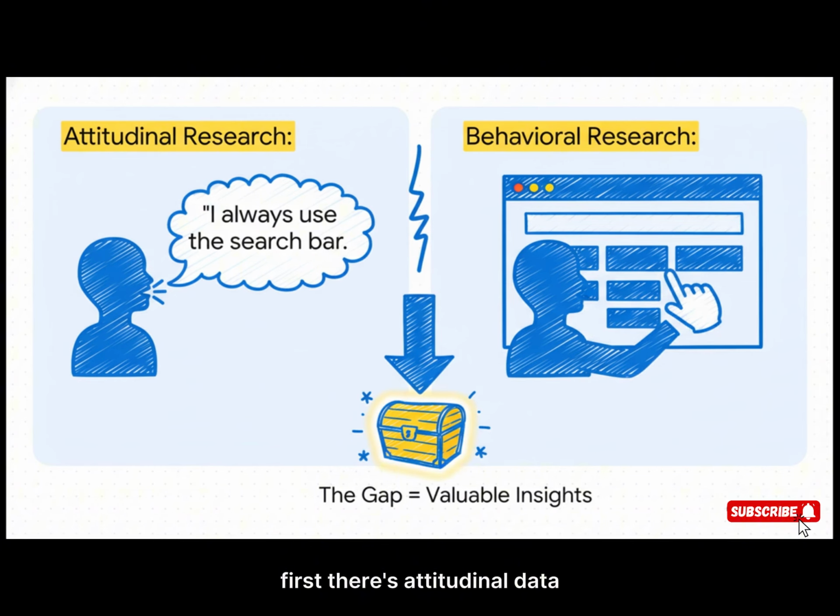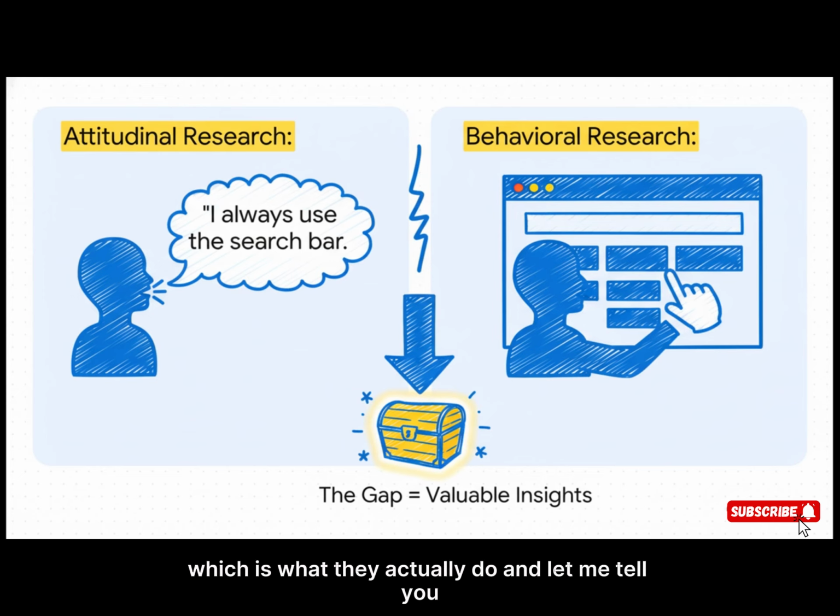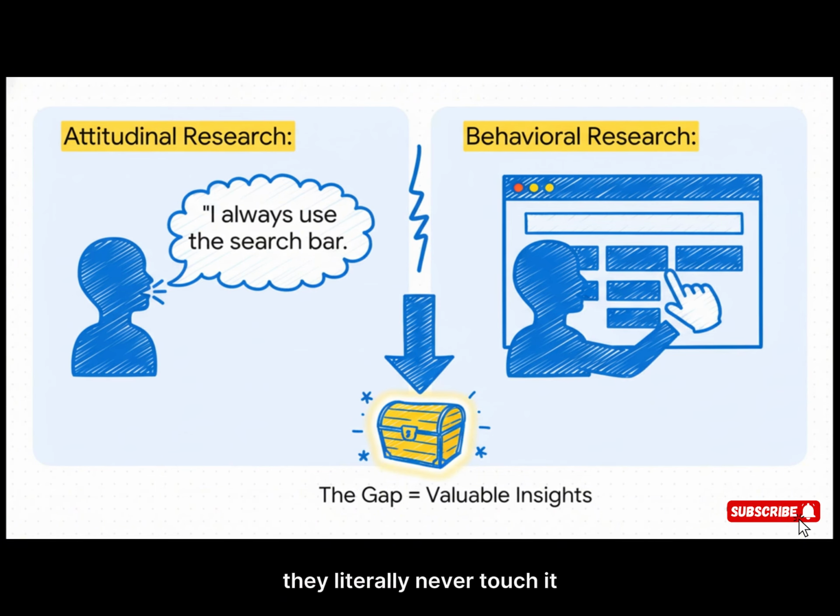First, there's attitudinal data. That's what people say they do, their opinions, their feelings. Like when someone tells you, oh yeah, I always use the search bar. But then you have behavioral data, which is what they actually do. And let me tell you, that gap, the space between someone saying they use search and the analytics showing they literally never touch it, that's where the real gold is.